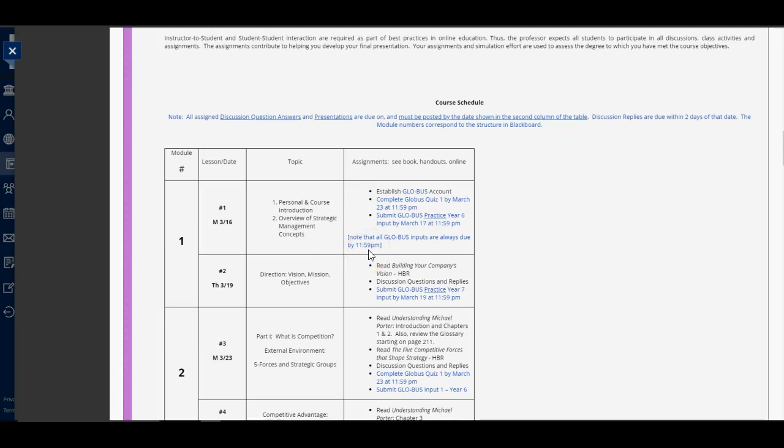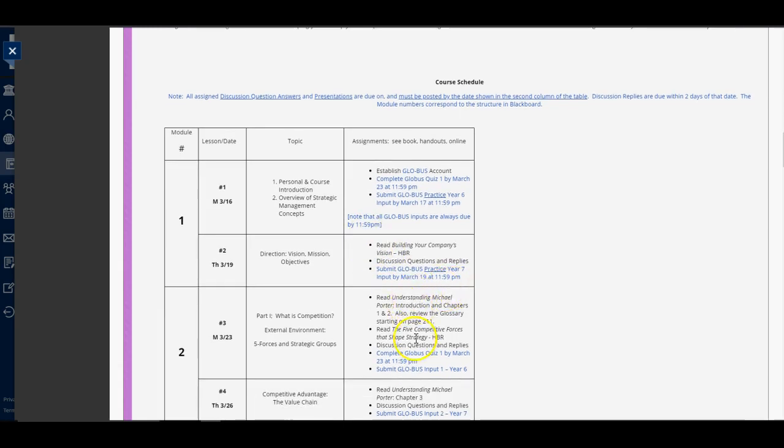We will begin with 2 practice inputs in week 1. The practice inputs are the actual game itself. The only difference is that the game resets and is restarted at the beginning of lesson 3. Please note that there is a quiz due in the game on lesson 3. Then each lesson for 10 lessons thereafter, there is a simulation input due.